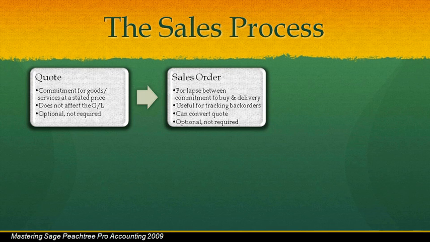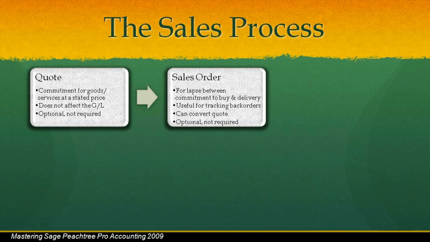The next step would be to have a sales order. Now, you could start right at the sales order, or you could convert a quote to a sales order. A sales order is when there's going to be a lapse between the commitment to buy by the customer and your delivery of it. It's useful for tracking back orders, and as I said, you also can make a conversion directly from a quote so you don't have to do a lot of typing.